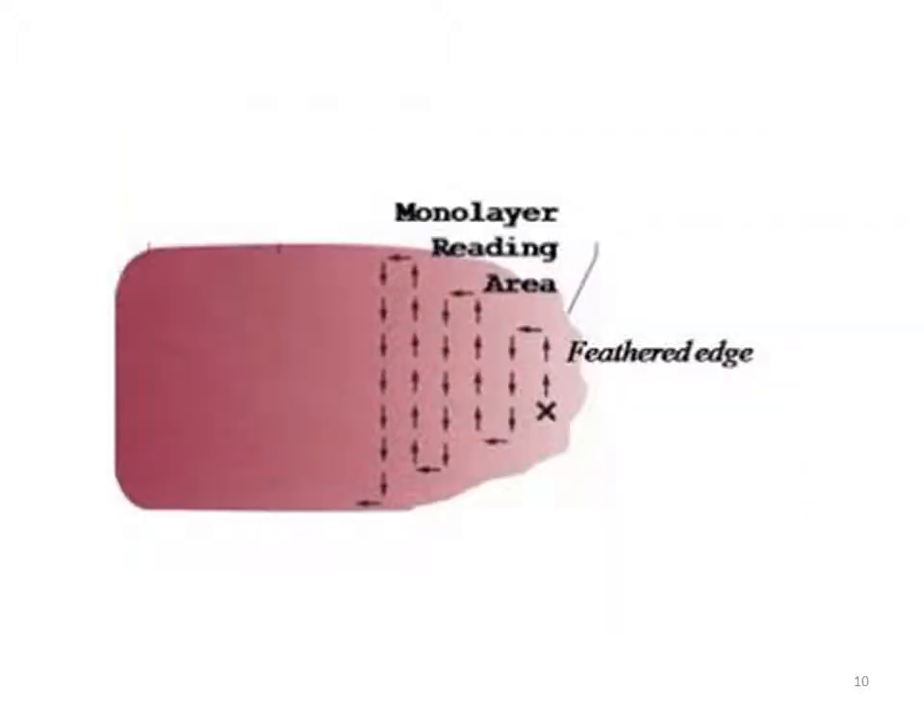Under the mid-power or 50-power objective, begin the differential at the monolayer adjacent to the feather region. Advance the ocular fields unidirectionally so each field is adjacent to each other. Move vertically and laterally from the thinner to thicker regions of the peripheral blood smear.